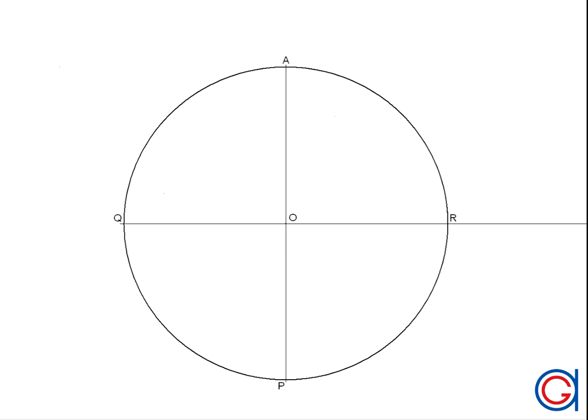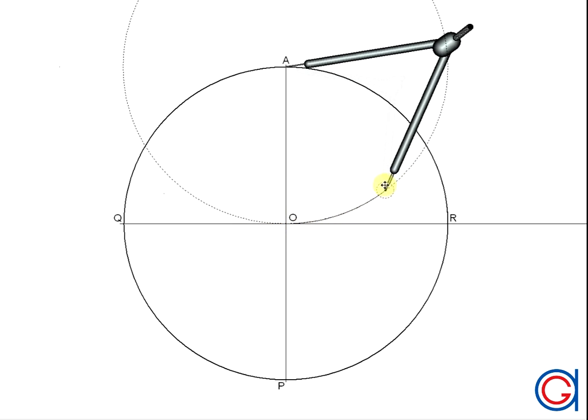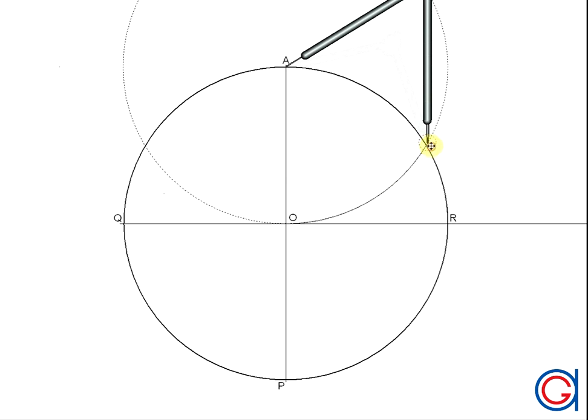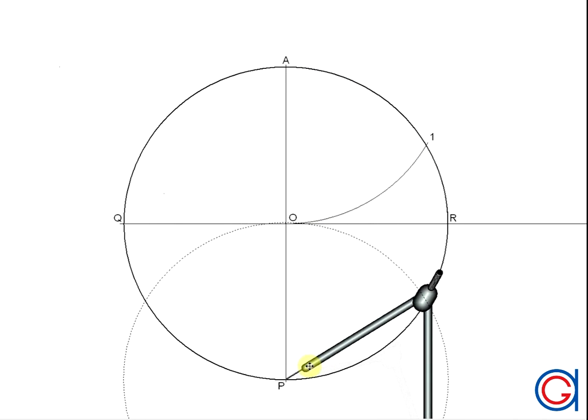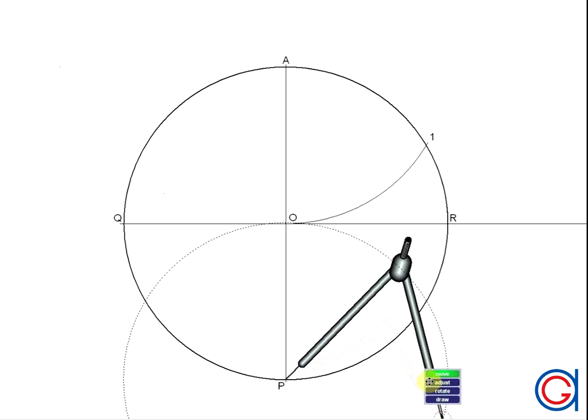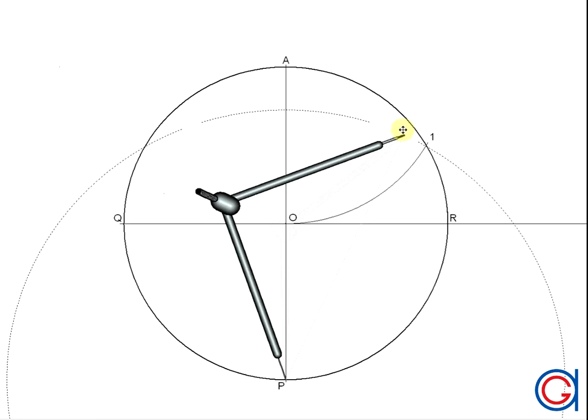And we also prolongate our horizontal diameter to the right of the circle, as can be seen here in the video. So now, setting our compass on point A and setting it to the length A0, we scribe an arc to the right until it cuts our circumference at point 1. Now we continue by setting our compass on point P, and with a radius P1, we scribe an arc to the right until it cuts our prolongated diameter at a point we will call 2.